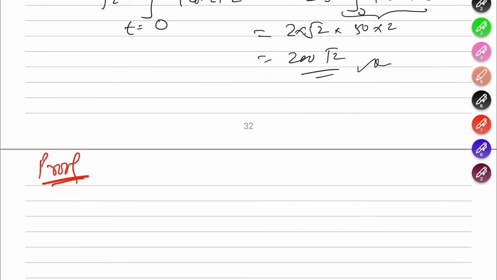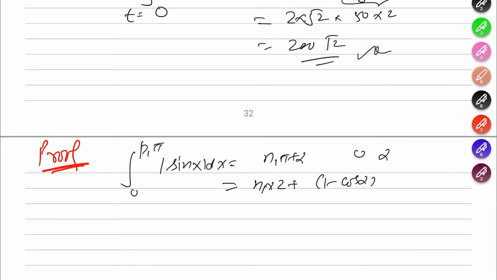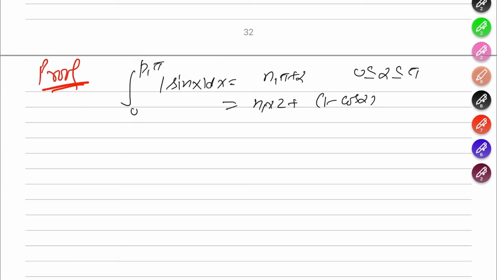Let's quickly see the proof of why we are getting that answer. So proof. Let's prove that the integral from 0 to n1 pi of mod of sine x dx, where the upper limit is n1 pi plus alpha, this integral will be n1 into 2 plus 1 minus cos alpha, and mind it, alpha is from 0 to pi. So let's quickly prove it.